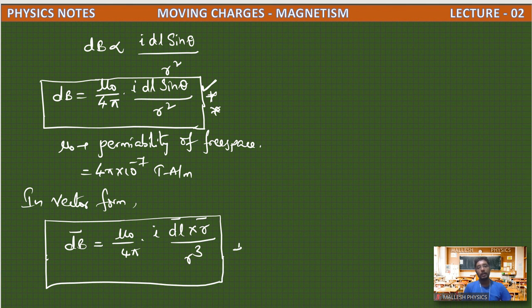Now by integrating this equation, dB is equal to mu naught by 4 pi times I dl cross r vector by r cube, we will get the magnetic field due to the entire length of the wire or conductor. Okay, so this is the magnetic field due to a small current element according to Biot-Savart law.